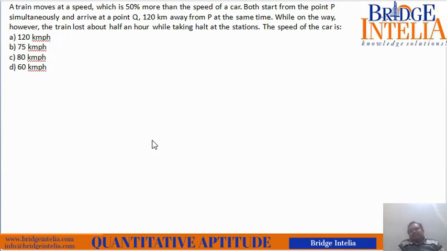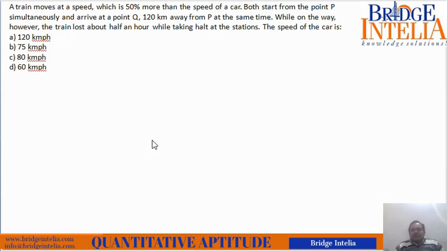A train moves at a speed which is 50% more than the speed of a car. Both start from the point P and simultaneously they arrive at a point Q which is 120 kilometers away from P. While on the way, however, the train lost about half an hour while taking halt at the stations. The speed of the car is equal to what? So very good question. I insist that you should pause this video, first give it a try on your own, and then you refer to the solution.